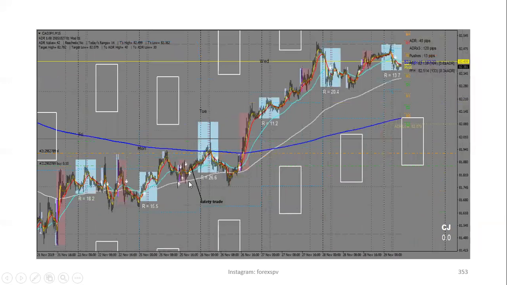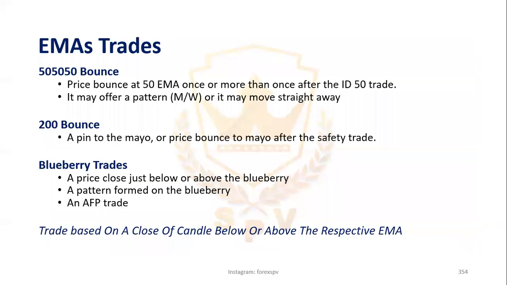So we also have a safety trade here. After the safety trade, if you find any other pullback towards the 200 EMA, giving you a pattern to trade away from the peak, then that's the 200 bounce trade.